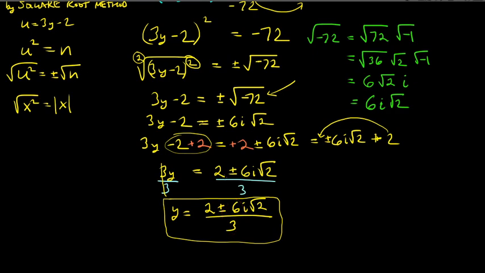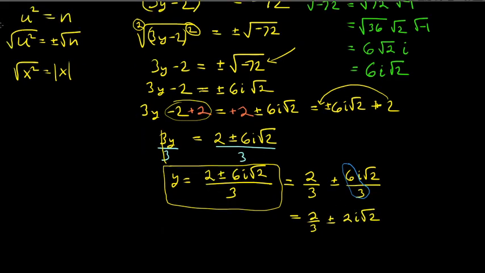What you could do, however, is the following. You could split this up and write it as 2 over 3 plus or minus 6i square root of 2 over 3. Now in this case, the 6 is a factor of just the numerator. The 6 does not multiply the 2 here. That's why you can't cancel these. But now you can. So now I could write this as 2/3 plus or minus 2i square root of 2.